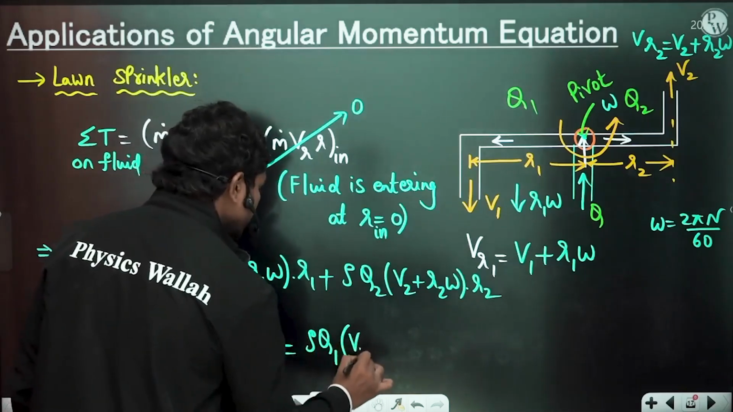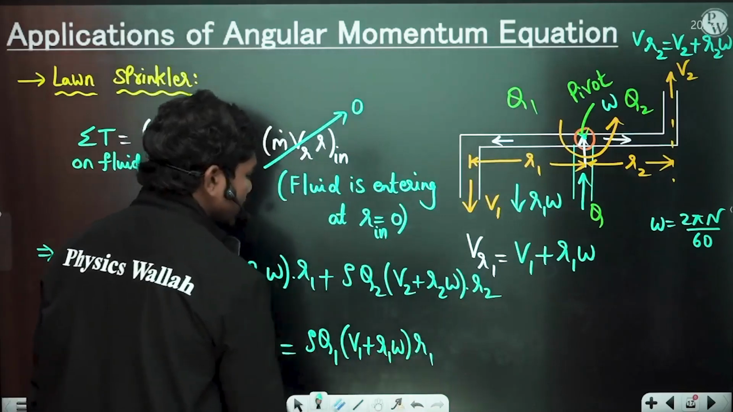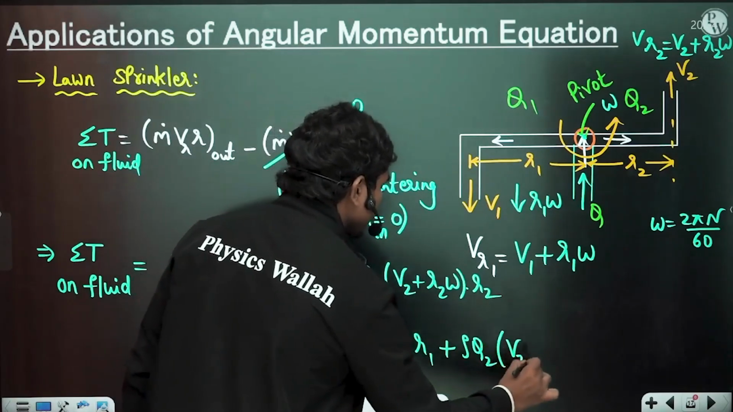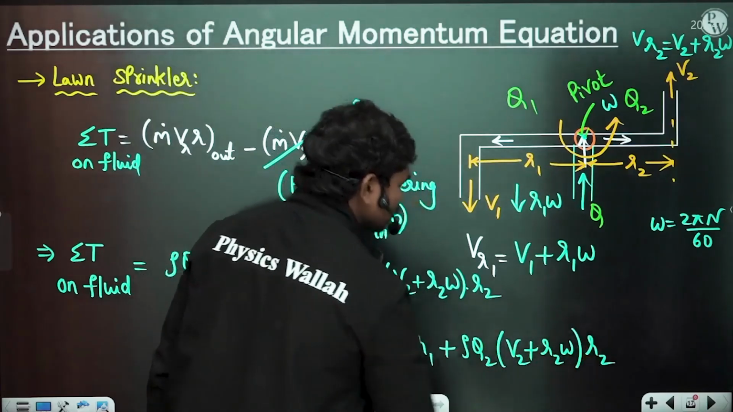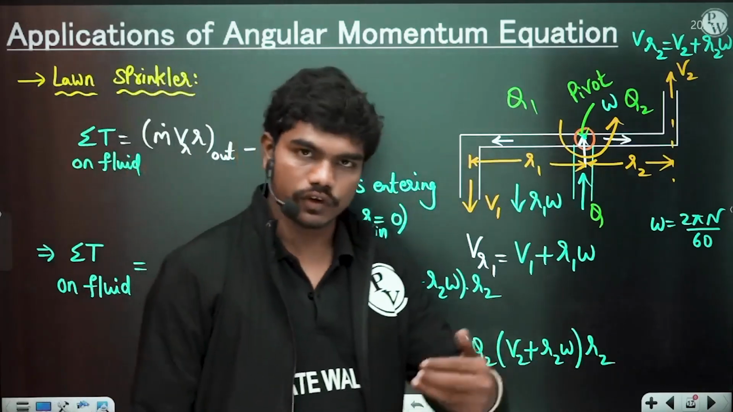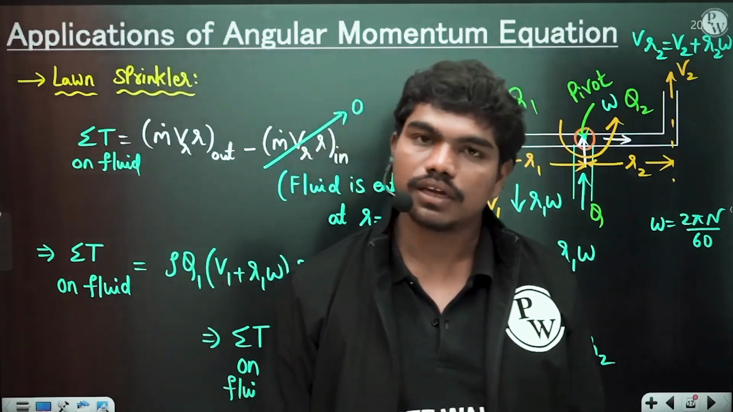So rho Q1 times of V1 plus R1 omega times R1, plus rho Q2 times of V2 plus R2 omega times R2. So this is the total net torque which is acting on the fluid. So obviously on the sprinkler, minus of that sign, that's it. Okay, so this is how we have the sprinkler case.